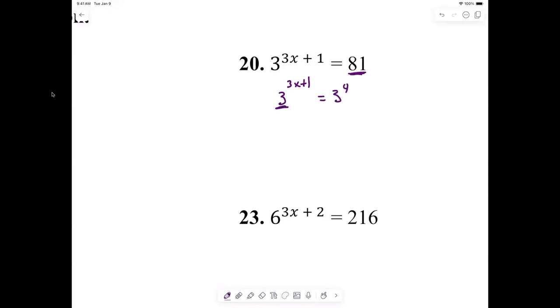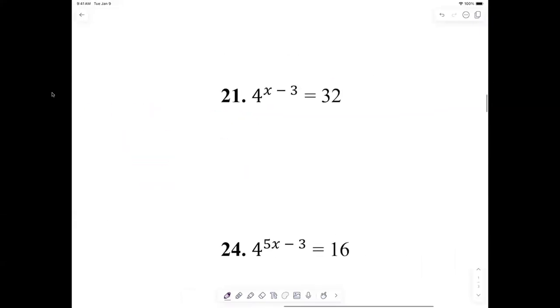Now, are the bases equal now? Because the bases are equal, what must be true about the exponents? They have to be equal. Thank you for saying that. So 3x plus 1 has to equal what? 4. Subtract 1. 3x equals 3, so x must have been what? 1. The bases have to be equal. So your objective is to set the bases equal, and then you set the powers equal. And that's how you solve these.